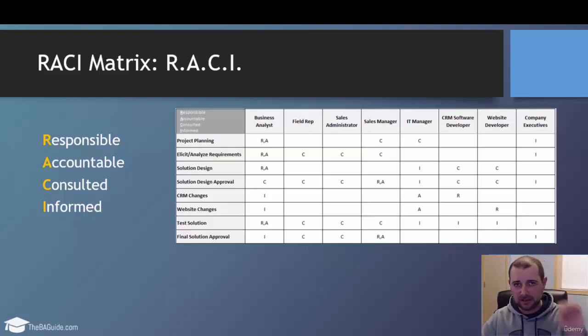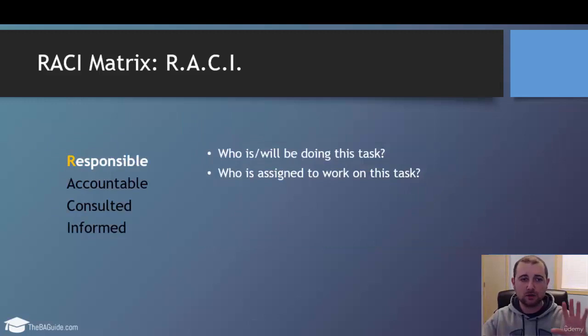And what that is, is the different levels that a stakeholder could have in that project, whether they're responsible for it, accountable for it, they're consulted on it, or they're informed. So we'll dive into each one of these individually just to define it a little bit further, make sure you fully understand. So responsible is who is or will be doing this task. So who's going to be doing that, and then who's assigned to work on the task. Ultimately, who's responsible for ensuring that task gets completed.